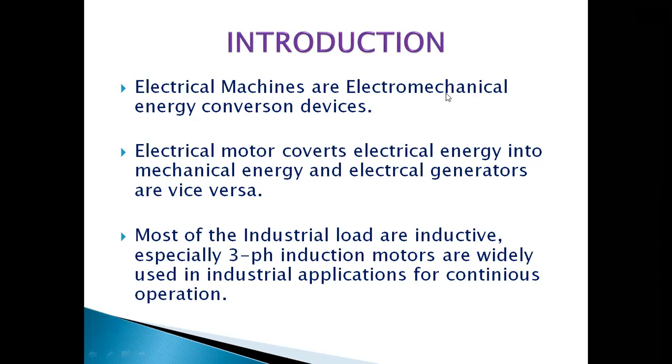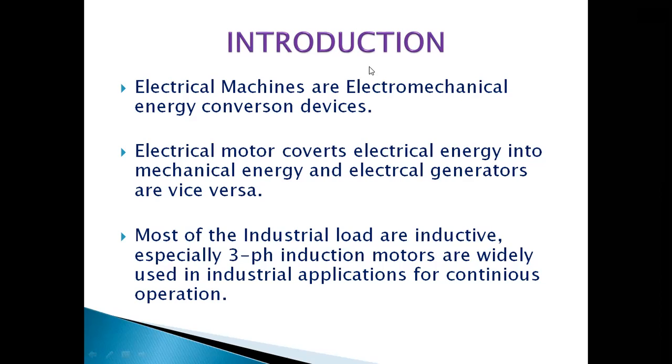we call an electrical machine an electromechanical energy converter, because it uses electrical energy and converts that electrical energy into mechanical energy. And if it does vice versa, at that time we call it an electrical generator. So these are the two types of electrical machines, like the two types of DC machine we have seen, DC motor or DC generator.